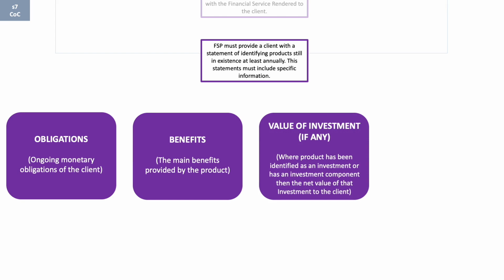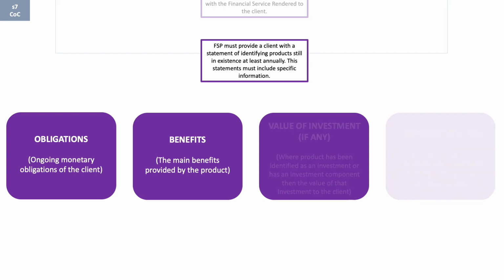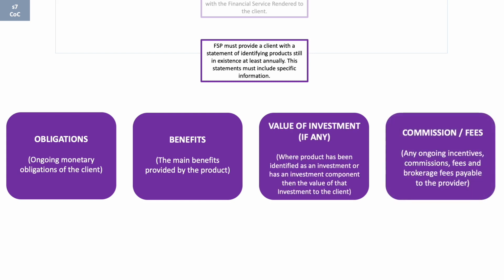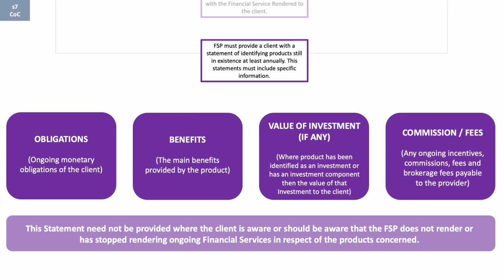Where a product has been identified as an investment or has an investment component, then the net value of that investment to the client must be disclosed. Commissions and fees. Any ongoing incentives, commissions, fees, and brokerage fees payable to the provider must be disclosed. This statement need not be provided where the client is aware or should be aware that the FSP does not render or has stopped rendering ongoing financial services in respect of the products concerned.